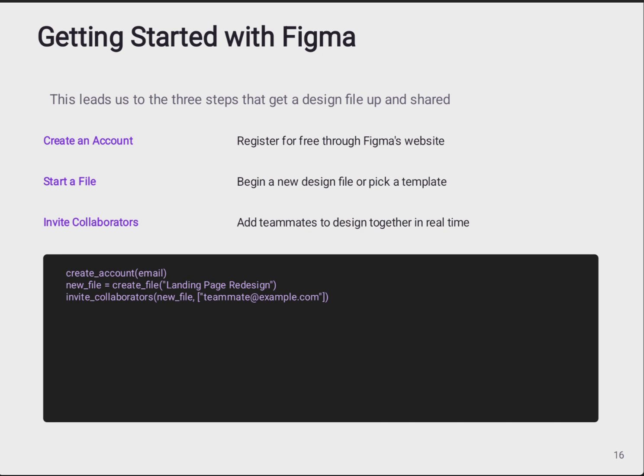Getting started with Figma. This leads us to the three steps that get a design file up and shared. Create an account: register for free through Figma's website. Start a file: begin a new design file or pick a template. Invite collaborators: add teammates to design together in real time.